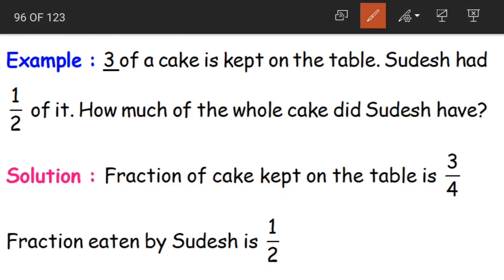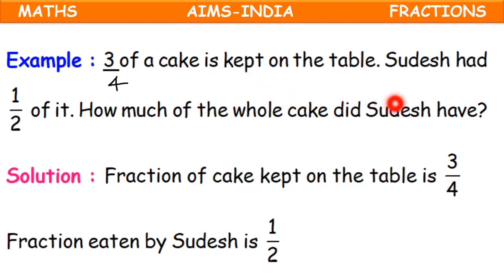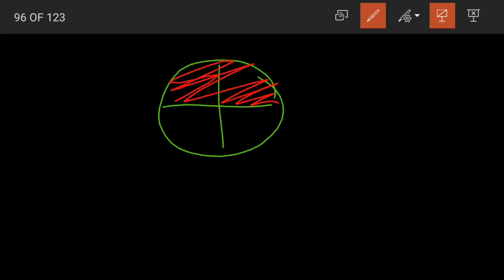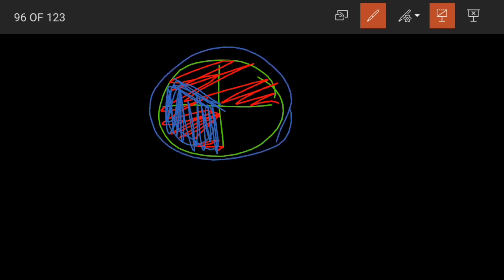Next example. Here 3 by 4 of a cake is kept on the table. Now Sudesh had 1 by 2 of it. How much of the whole cake did Sudesh have? See, from the total cake, this 3 by 4 was kept on the table. Now from this 3 by 4, Sudesh had half. Now from the whole cake, how much part did Sudesh have?